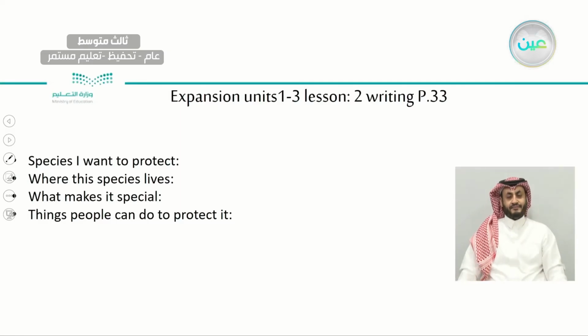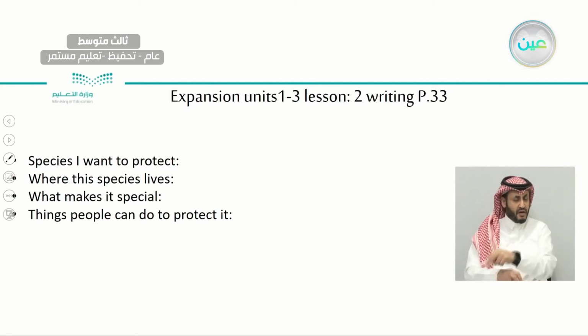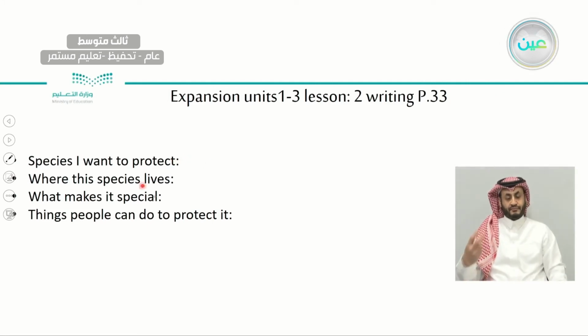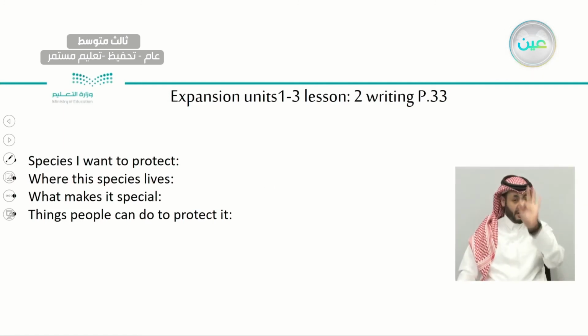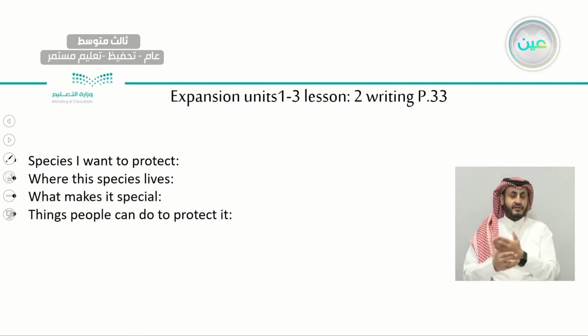So you have to write about which animal you chose, okay? Then where this species lives, the place. So you have to write the location, okay? Write about the climate, the place. Is it desert? Is it a forest? Okay? What makes it special? So you have to convince us this is a special animal. Why is it special? You have to convince me. You have to give me reasons. Okay? Things people can do to protect it. And what do you think people can do to protect this animal?